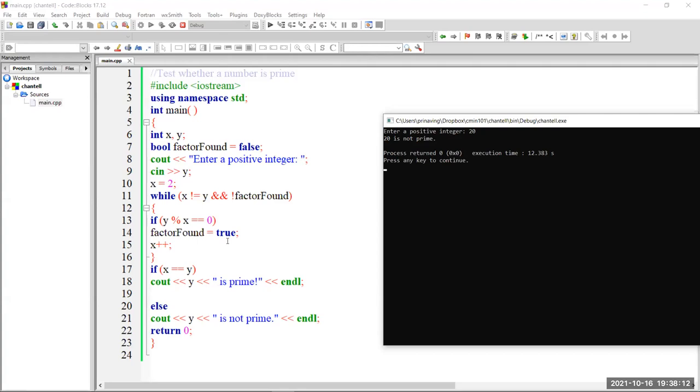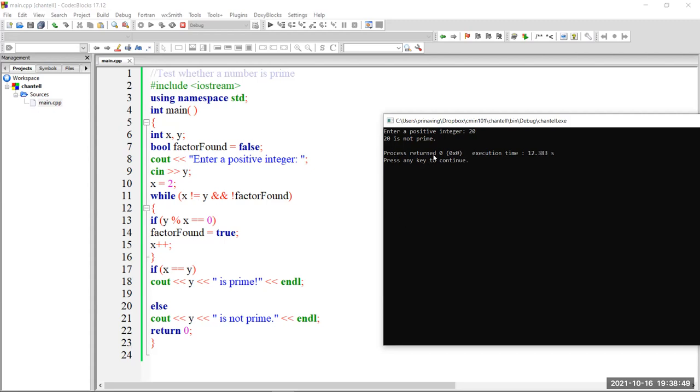Are you still with me? Right. So factor found is true. And then I go and increment my x by 1. So where x was 2, it's going to give me 3. It's going to go 3, 4, 5, 6. And once it finds another factor besides 1 and the number itself, it's going to say that it's not a prime number. That's what happens out here.